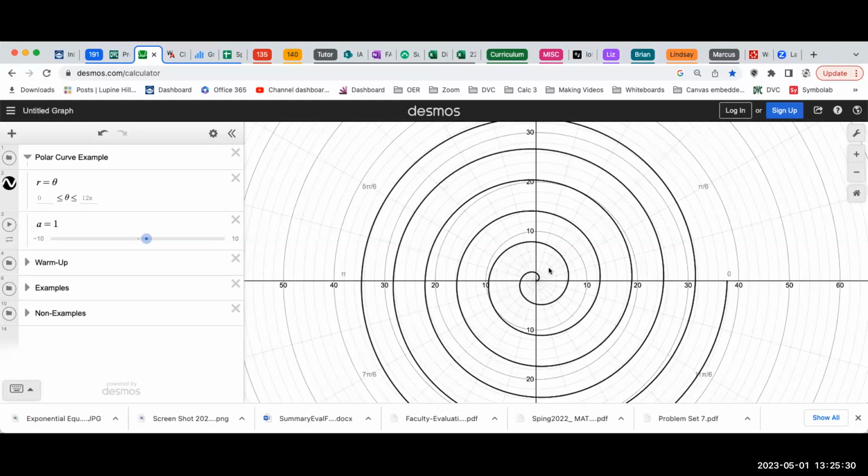Desmos only goes up to 12 theta for polar coordinates. It only inputs all the way up to 12 pi. Sorry, 12 pi. So it stopped at 12 pi. Okay. Question? Okay. Oh, there you go. Okay. They do have a slope.